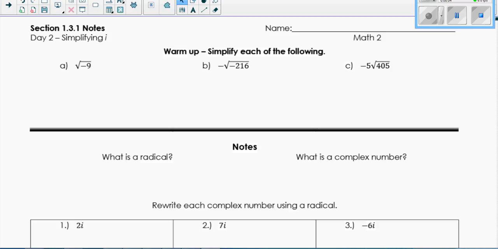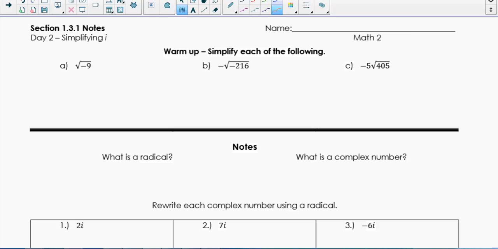Alright guys, so this is lesson 131, day 2. Yesterday we talked about what these warm-up problems looked like, and we talked about how to simplify radicals with imaginary numbers. So that's what this is. So something like the square root of negative 9. Square root of 9, remember, is 3, but since you're taking the square root of a negative, it's an imaginary. So your answer is 3i.